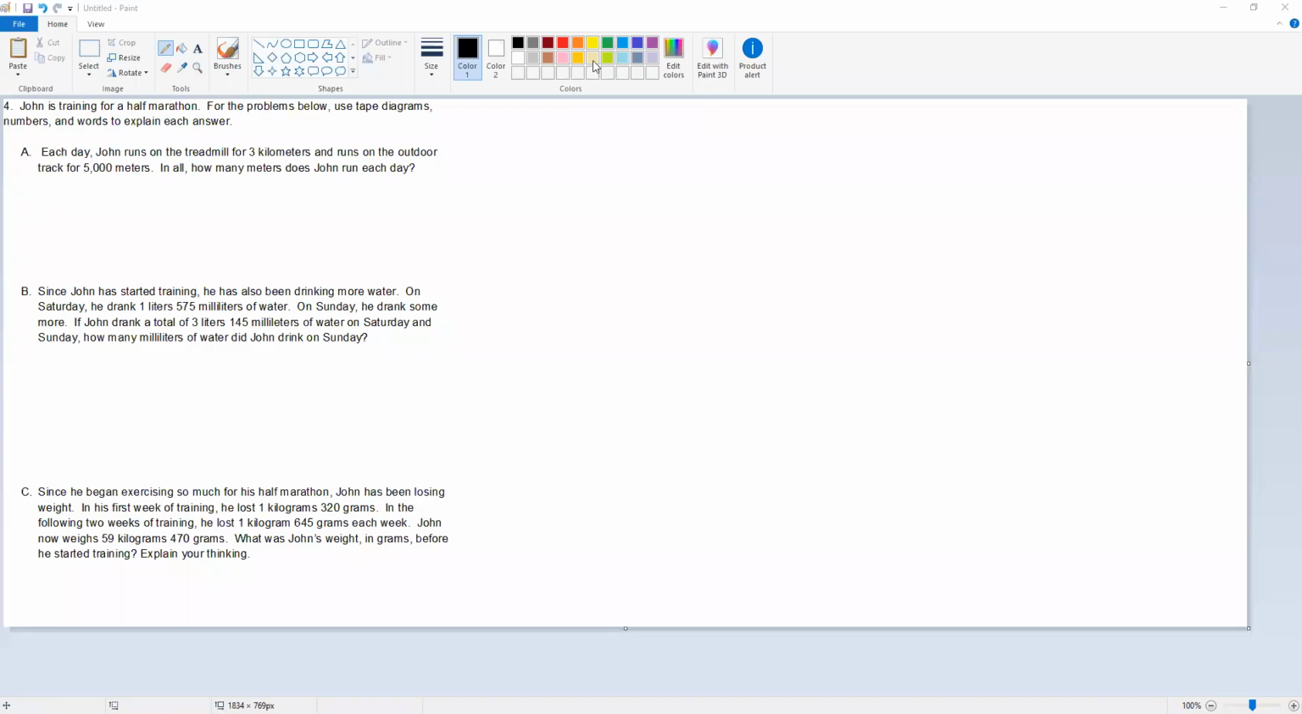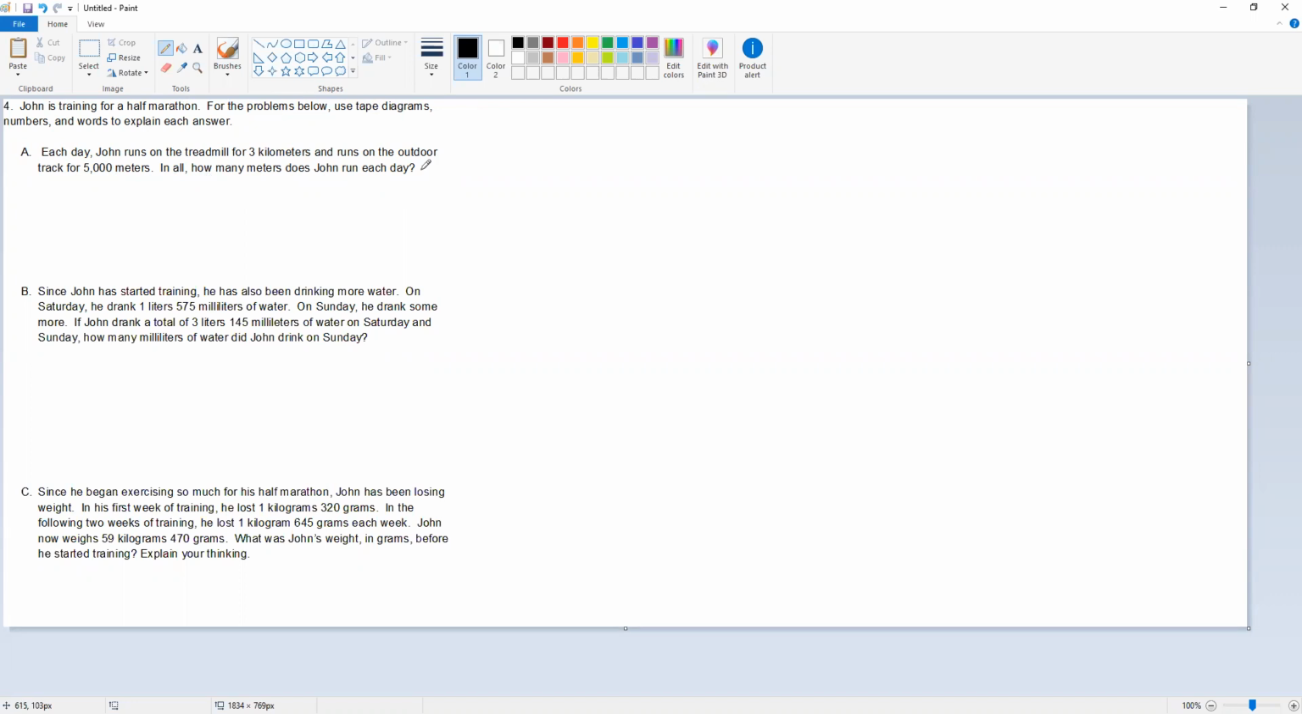Here we go. All right, so the first question says, John is training for a half marathon. For the problems below, use tape diagrams, numbers, and words to explain each answer. So let's look at the first one and read it. Each day, John runs on the treadmill 3 kilometers and runs on the outdoor track 500 meters. In all, how many meters does John run each day?